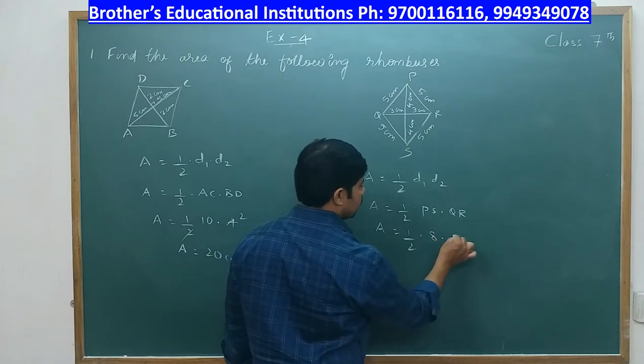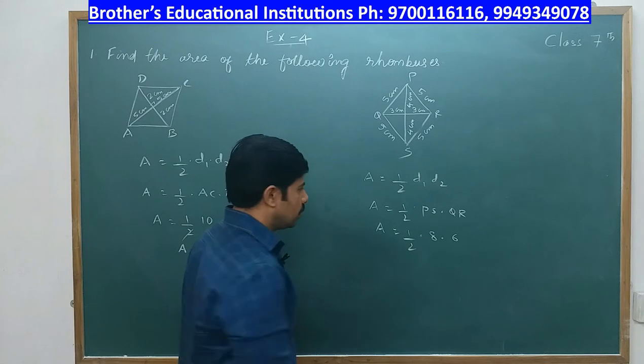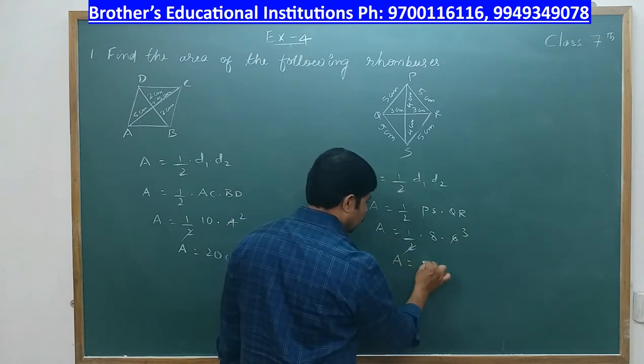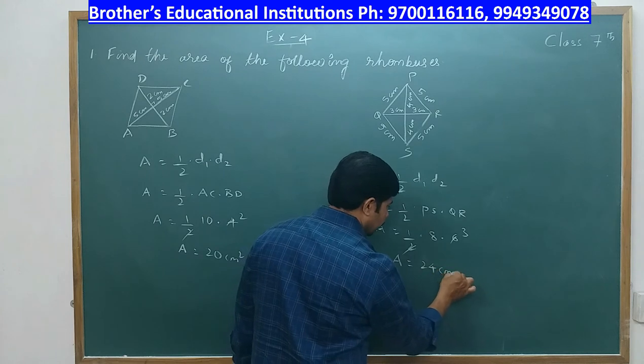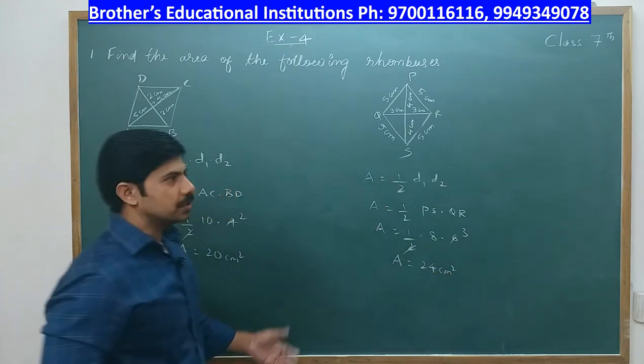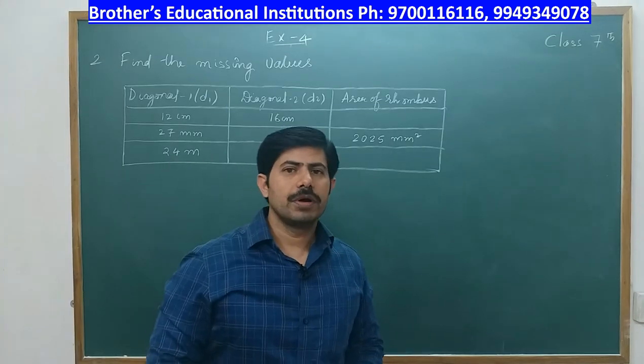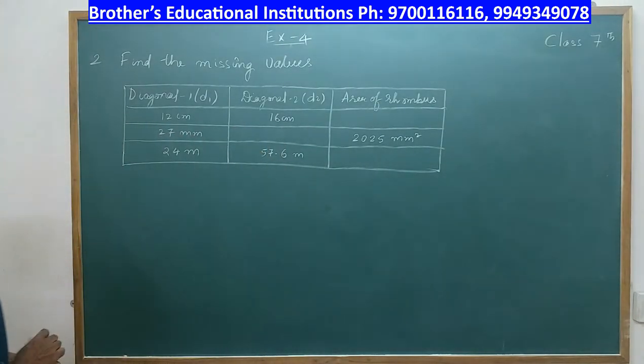And QR is 3 plus 3, 6. So 2 1s are 2, 3 4s are 12. So A is equal to 8 3s are, it is 24 centimeter square. So this is area of rhombus. Okay, this is completed. So next problem, find the missing values.